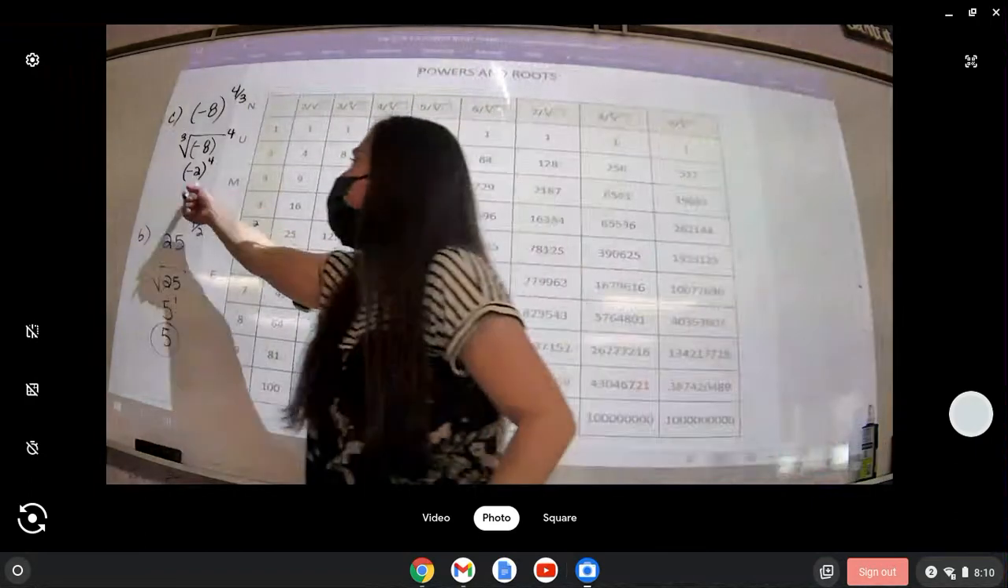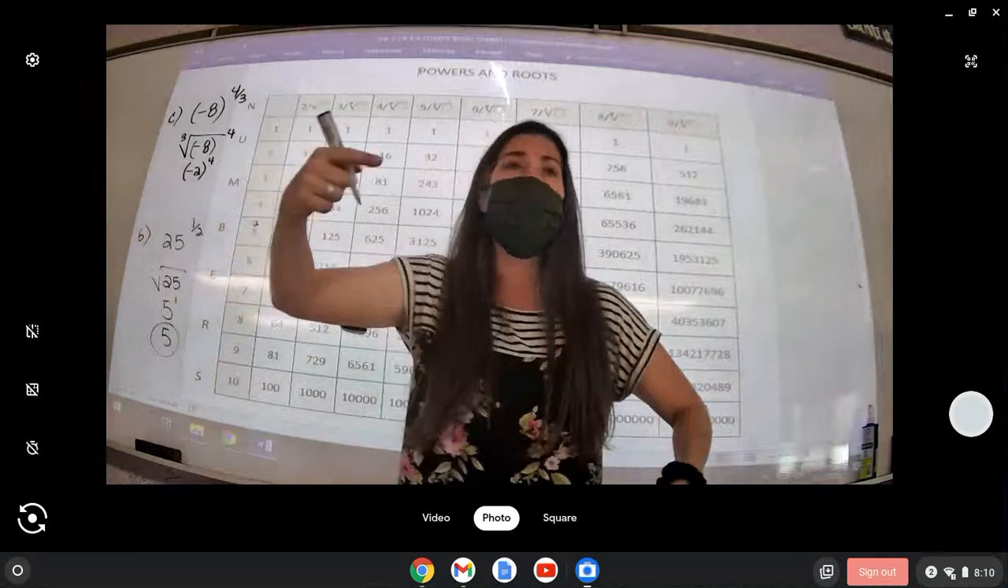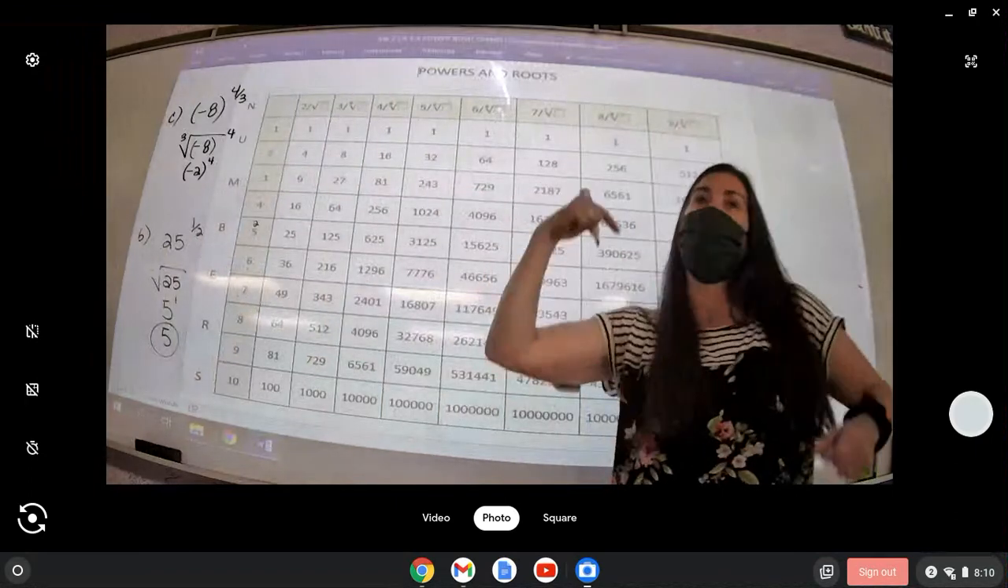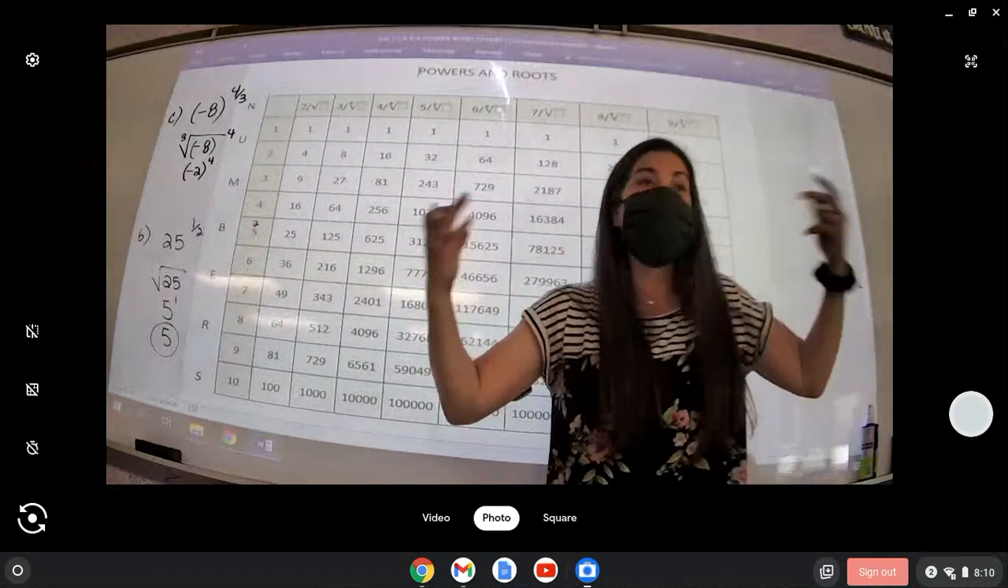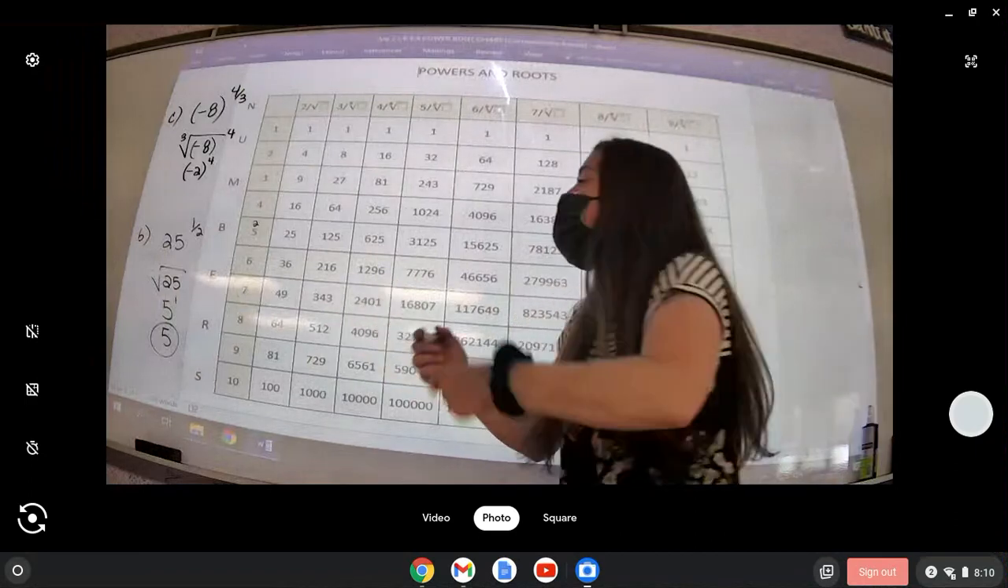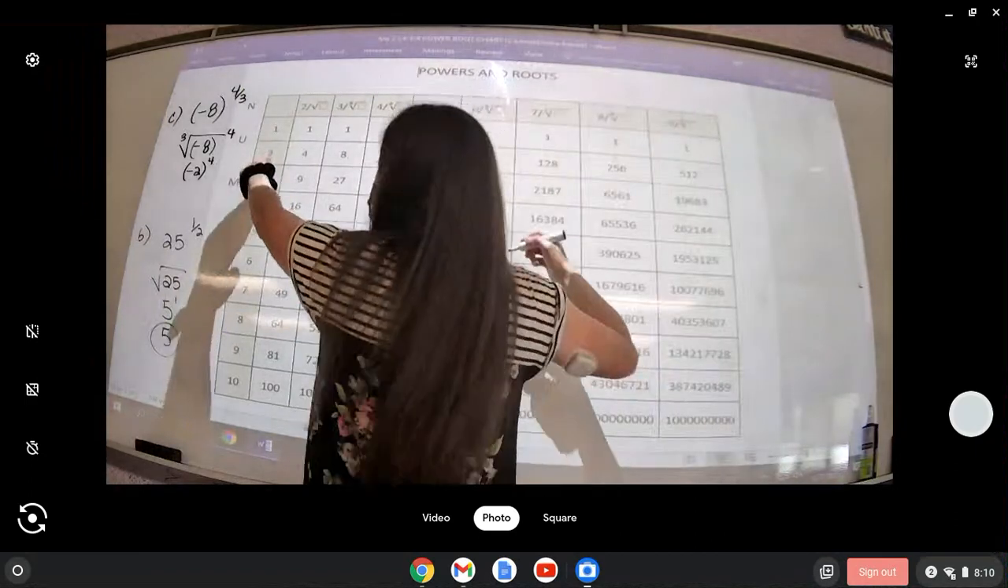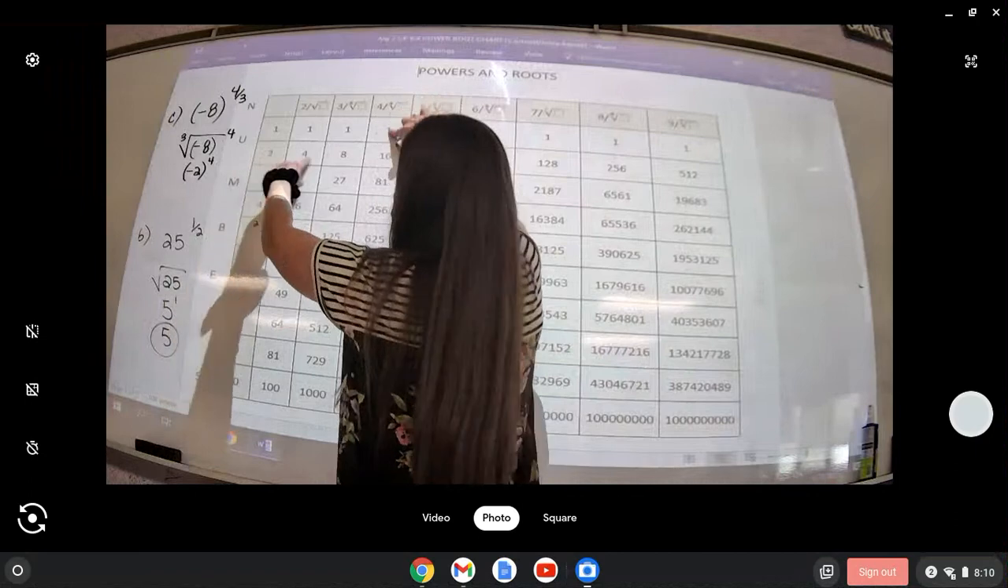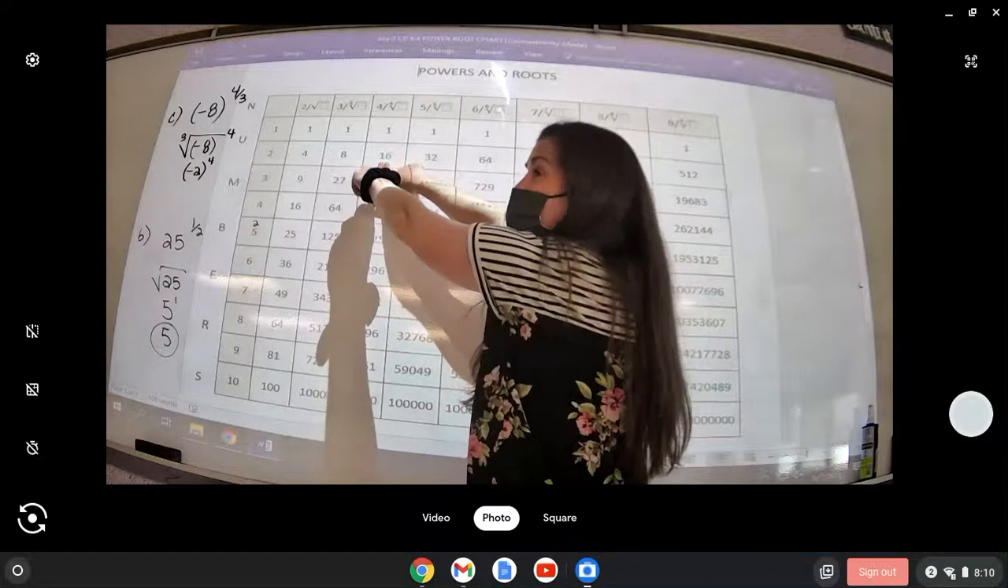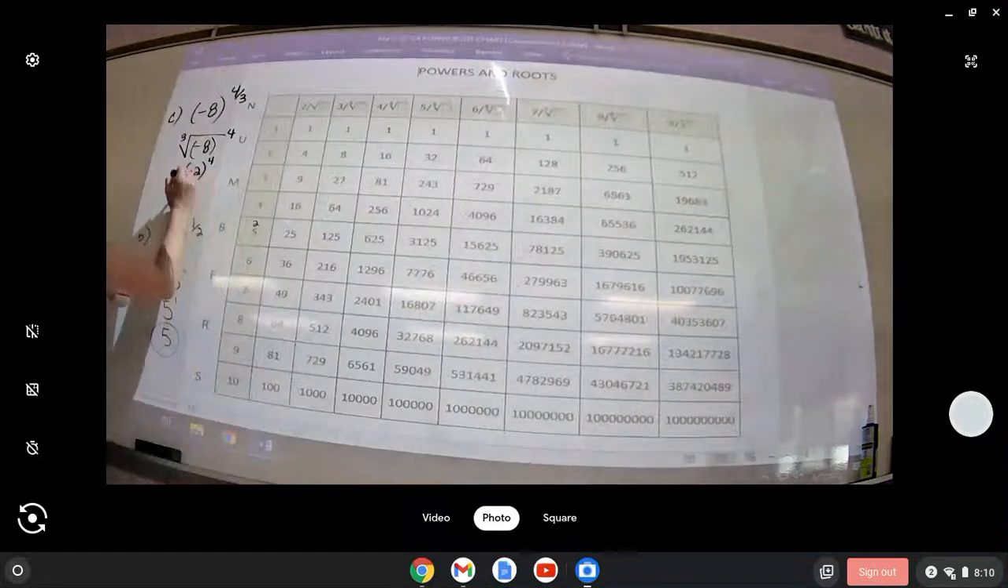So guys, think about it. This is -2 times itself 4 times. -2 times -2 times -2 times -2. It's definitely going to be positive. And then what is 2 to the 4th? 2 to a power of 4 is 16. And it's definitely positive 16. And you're done with that.